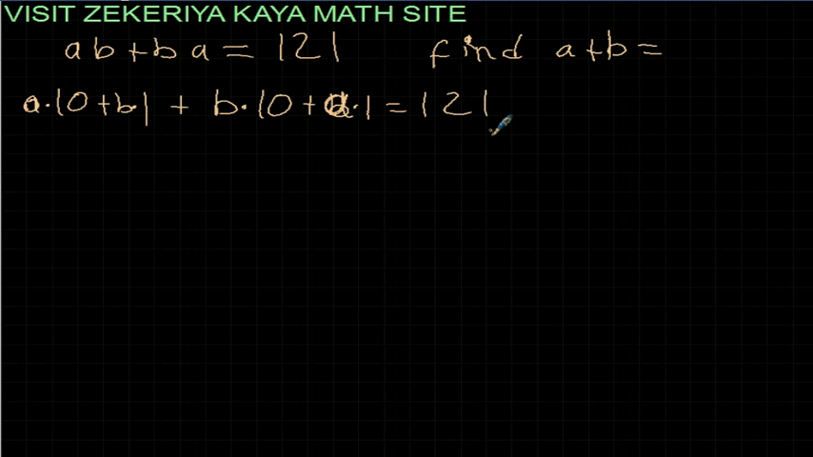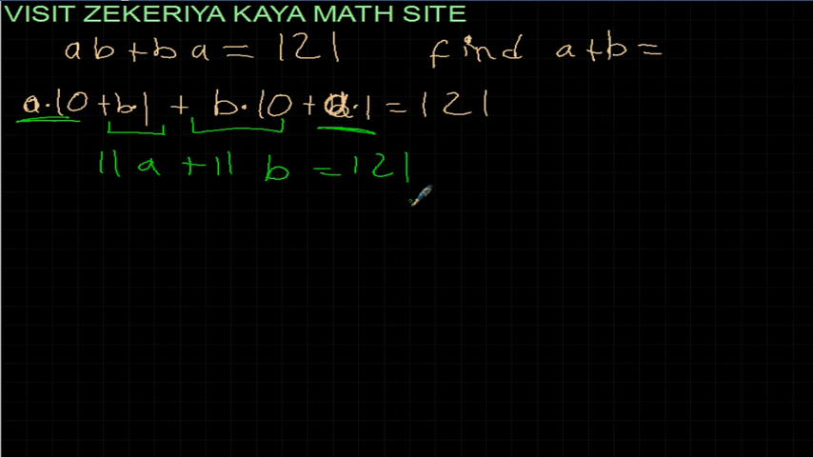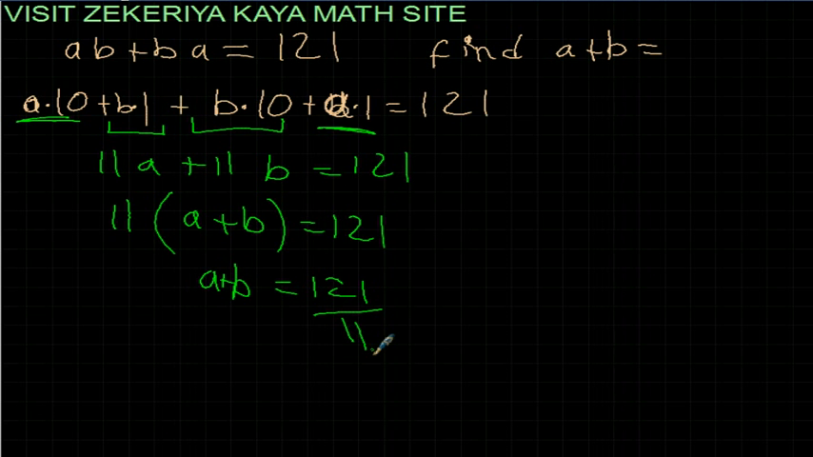Okay? So 10A here, 1A here. Completely we have 11A. 1B here, 10B here. Completely we have 11B, equal to 121. If we take 11 out here, A plus B will be inside 121. So A plus B equals 121 over 11, which is equal to 11.